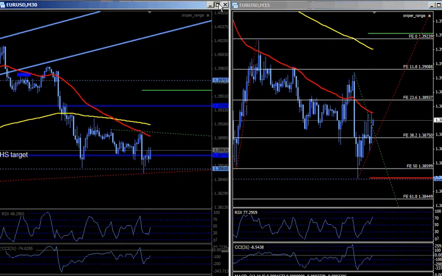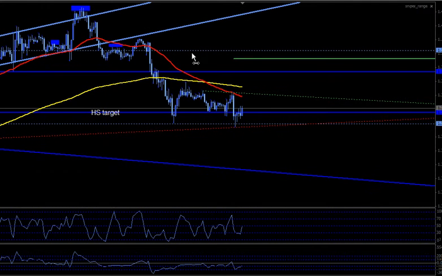And if you look at the 30-minute chart, we kind of see a head and shoulders pattern here to the downside. This is the head and shoulders target from before, so I'm going to get rid of that. But I'm going to keep the target line at 38.77. But we do have a head and shoulders pattern here to the downside.